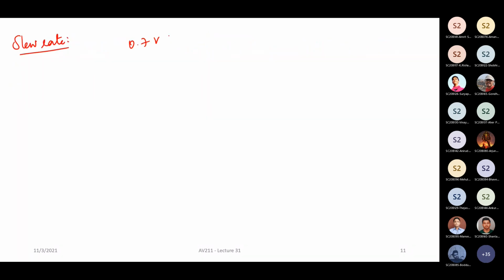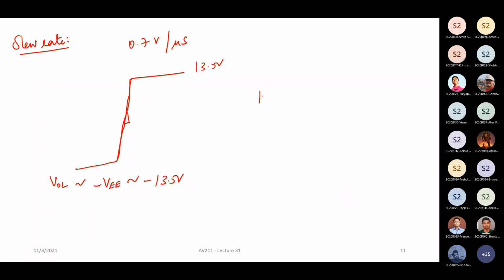Now, if you have 0.7 volt per microsecond, let us say your op-amp has to change its state from VOL, which is almost minus VEE, let us say approximately minus 13.5 volt, because they said 1.5 volt, to plus 13.5 volt. All right. Now, this is basically going to be your slewing region. This slew rate is 0.7 volt per microsecond. What is the total voltage that you are going to traverse here? Minus 13.5 to plus 13.5, which is 27 volt.